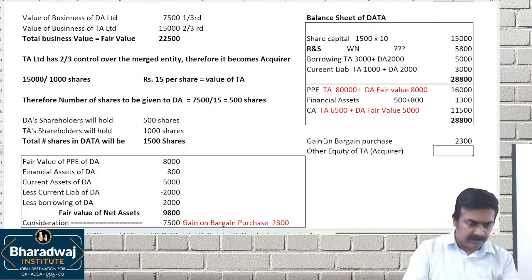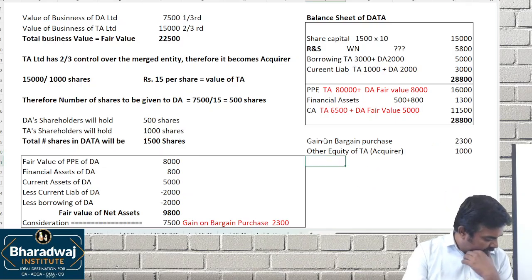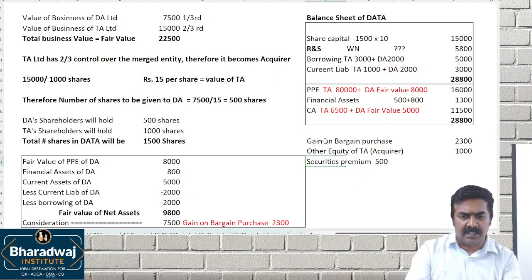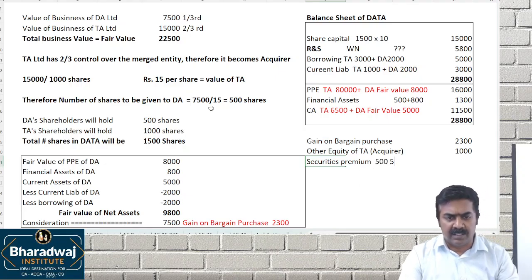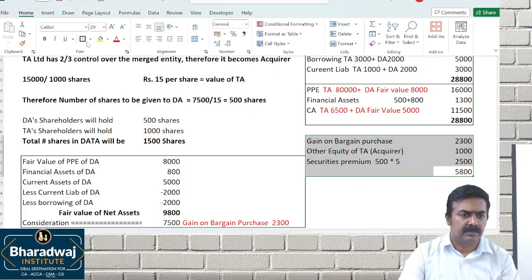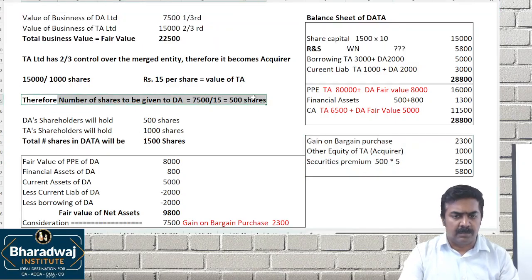Then other equity of TA, the acquirer, how much is it? 1,000. Securities premium. How many shares have we allotted? 500 shares into what? 5. Look at the purchase consideration. We have given 500 shares into 5 rupees. 500 into 5 will come to 2,500. So total will be securities premium. Do you understand? Number of shares given to DA.